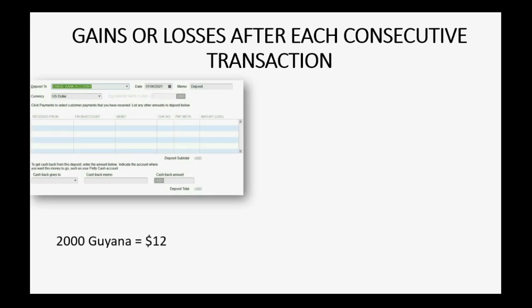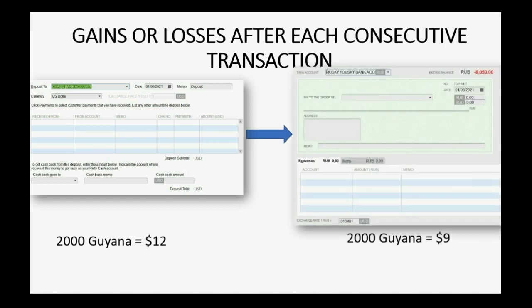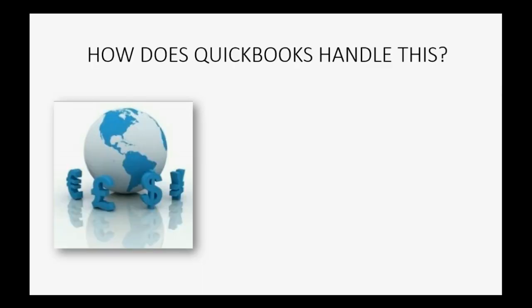But now that the deposit recorded the Guyana dollars as equaling 12 US dollars, when we go to pay them to a vendor for services that the vendor accepts Guyana dollars for, on the day that we actually pay them, those same 2,000 Guyana dollars are only worth $9. What does that mean? It means you just lost $3 because you waited and held on to the Guyana dollars before paying. So how does QuickBooks handle this?